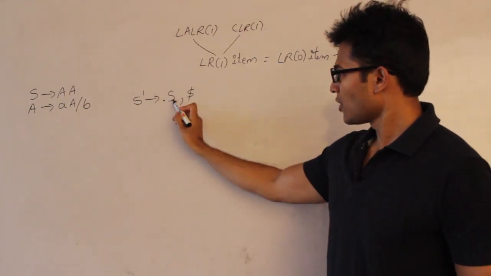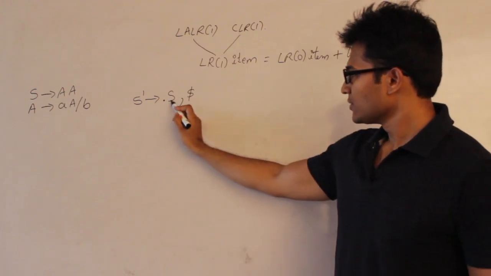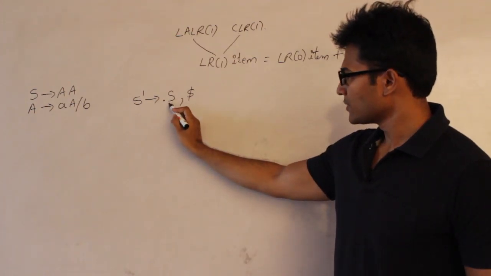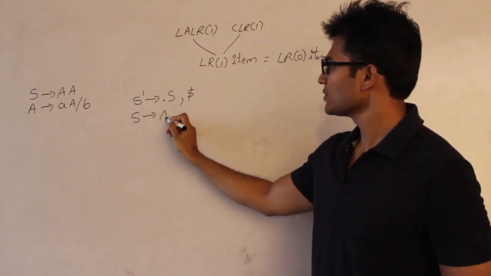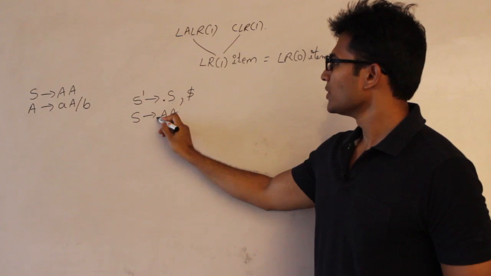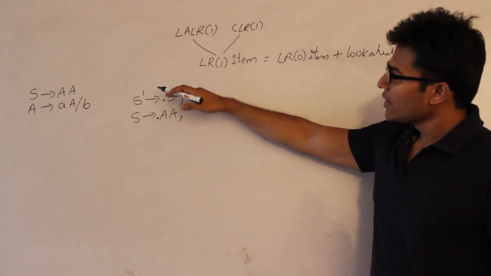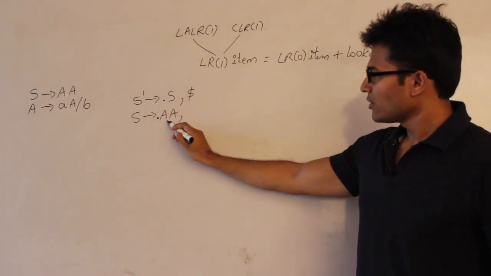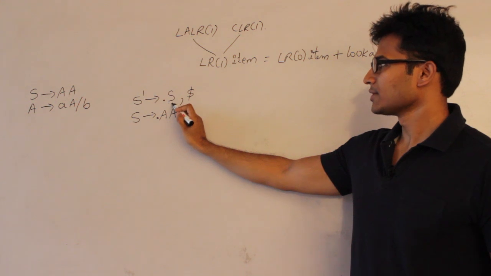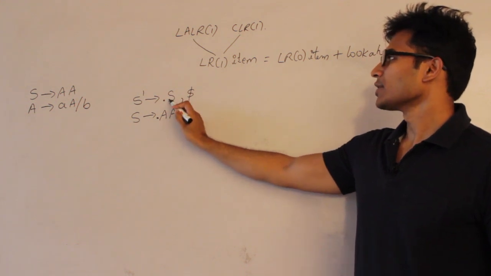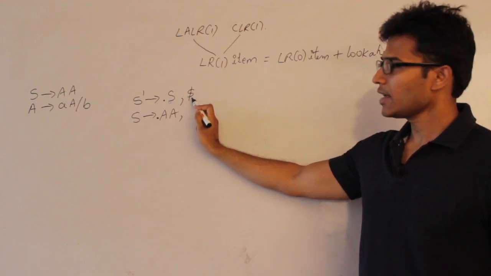Now since there is a dot at the beginning of S, you have to add all the S productions. What are the S productions? S derives AA with dot in the beginning, and now you have to add the look ahead symbol. Why did I add this production? I have added this production because of this dot before the S. Whatever is remaining after it, what is remaining after it? Dollar. You have to find first of that and add it here.